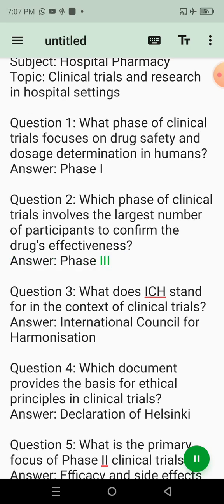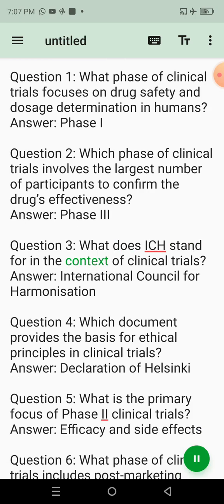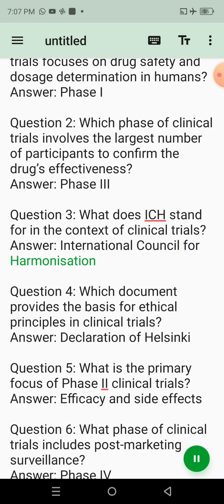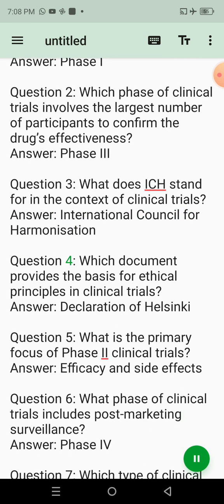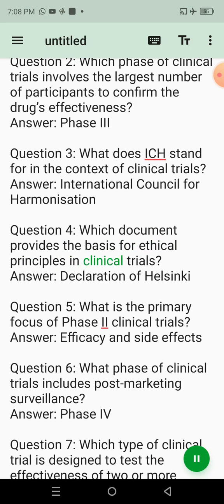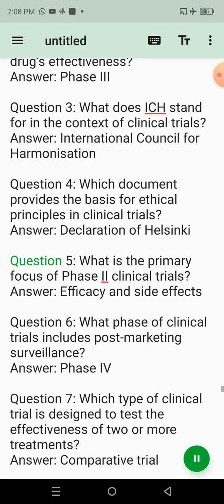Answer: Phase 3. Question 3. What does ICH stand for in the context of clinical trials? Answer: International Council for Harmonization. Question 4. Which document provides the basis for ethical principles in clinical trials? Answer: Declaration of Helsinki.